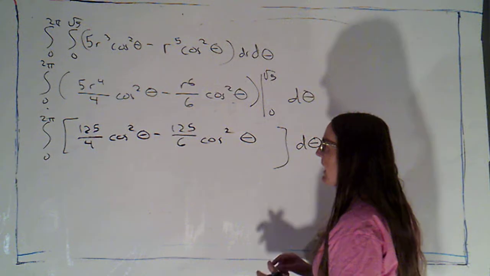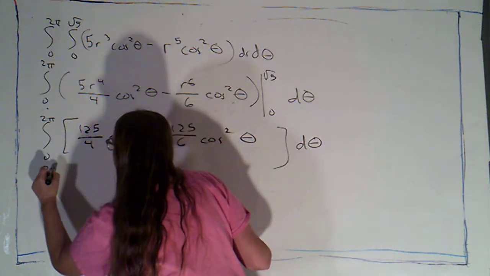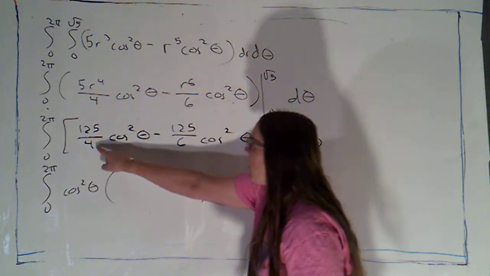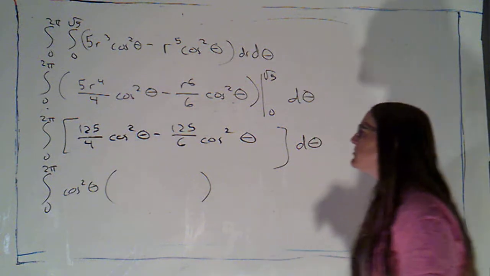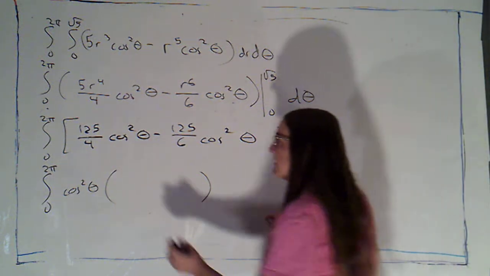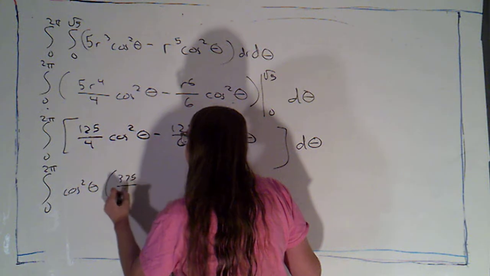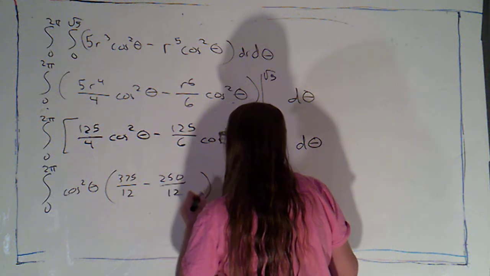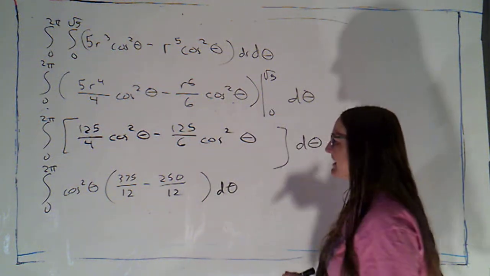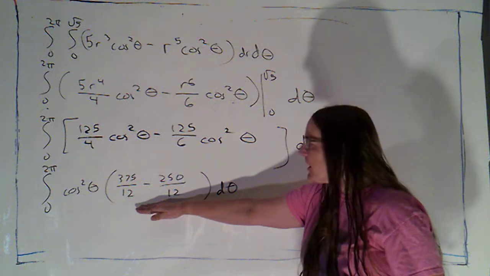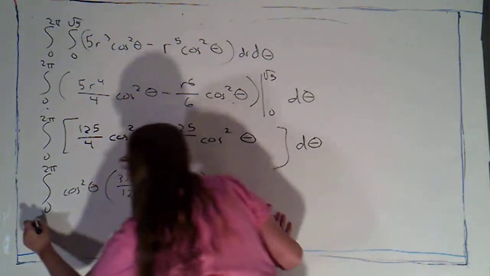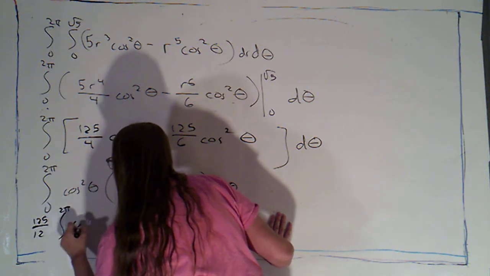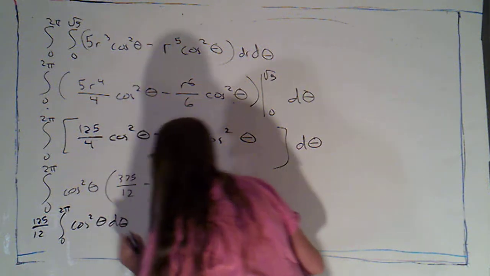I think I'm going to go ahead and factor out the cosine squared theta and just find a common denominator here. Looks like I could use a common denominator of 12. So this would become 375 twelfths minus 250 twelfths, and then d theta. So all of that is just 125 twelfths. I'm going to factor that out. So I've got 125 twelfths integral 0 to 2 pi cosine squared theta d theta.